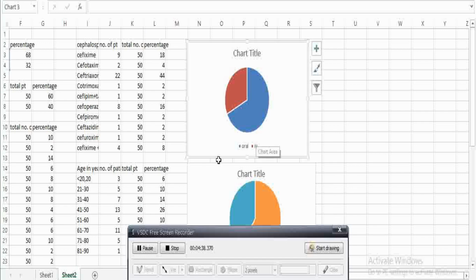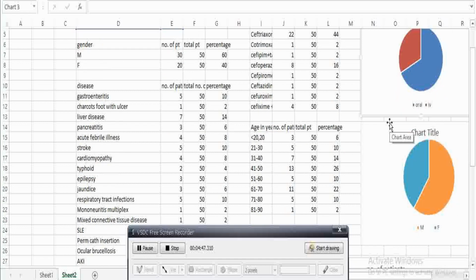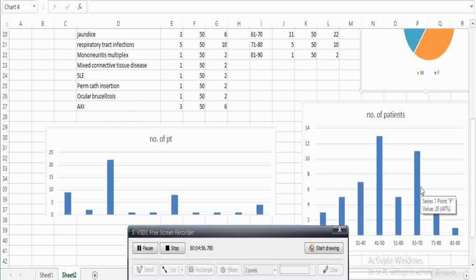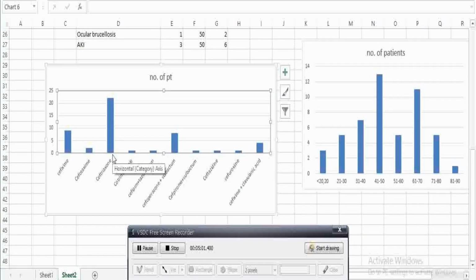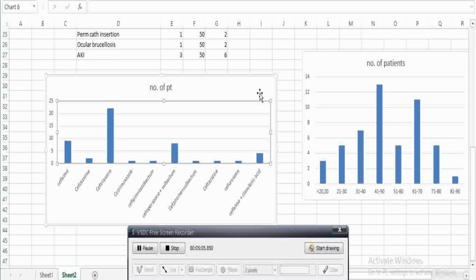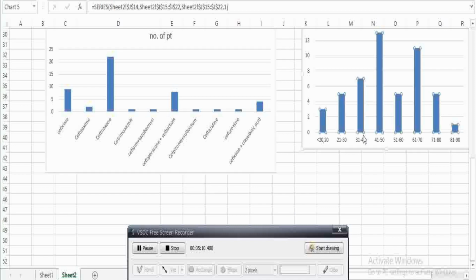Now this pie chart is for route of administration. You can see oral and IV. Here it is. For oral it is blue color, for IV it is, I guess, maroon color, something like that, okay? And next we have the chart for male and female. So the orange color indicates male and the blue color indicates female. Okay, next we have the number of patients who were given the different drugs, such as cefixime, cefotaxime, ceftriaxone. So this is the chart for that, and this one is the age wise chart.